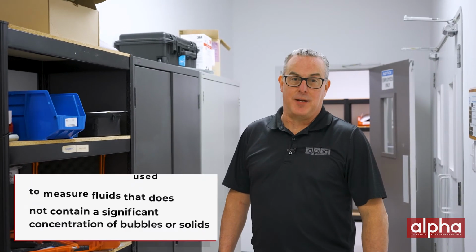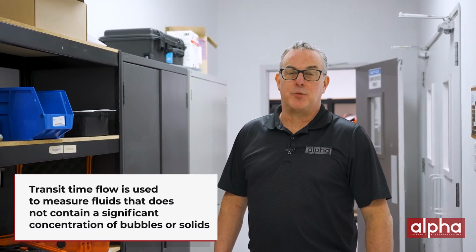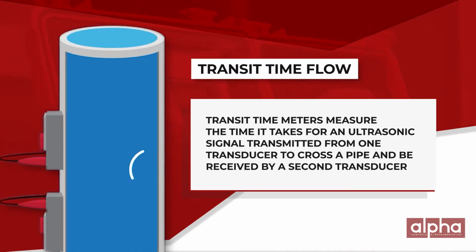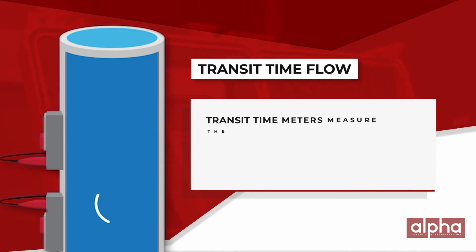The next method we're going to look at to measure ultrasonic flow is transit time. Transit time is designed to be used with potable, clean water. The way it works is it measures the time it takes from the signal to get from one sensor to the other. This is often referred to as time of flight.